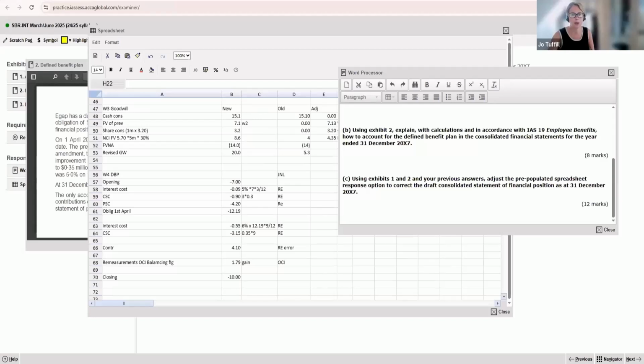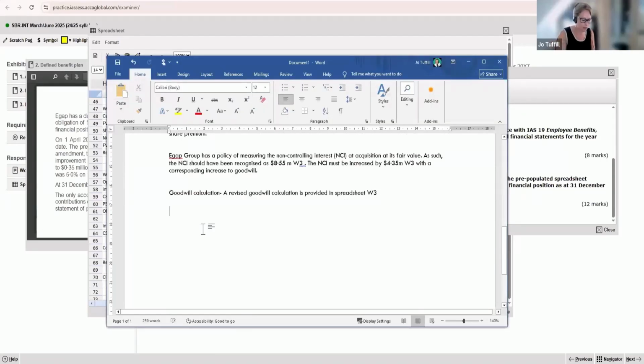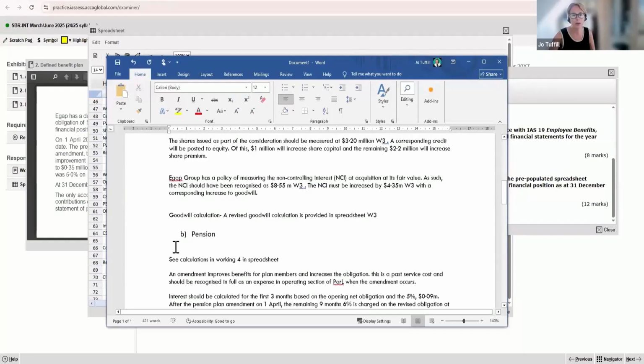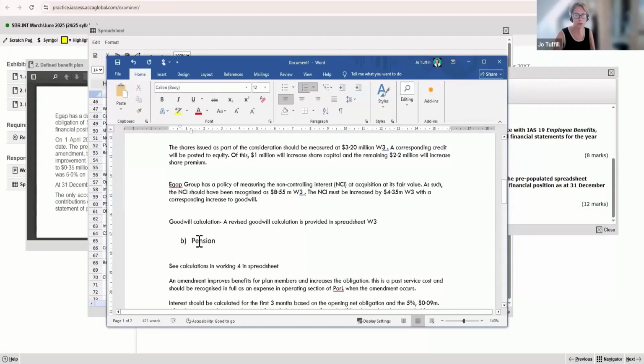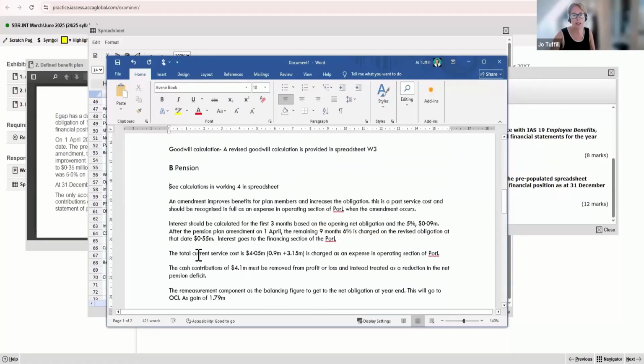So now let's go to writing about this scheme. So let's put the pension in now, part B, which is now the pension. And I'll show you how you therefore then write about them. So the pension, I don't know why it's done, don't like it. See calculations and working for in the spreadsheet.